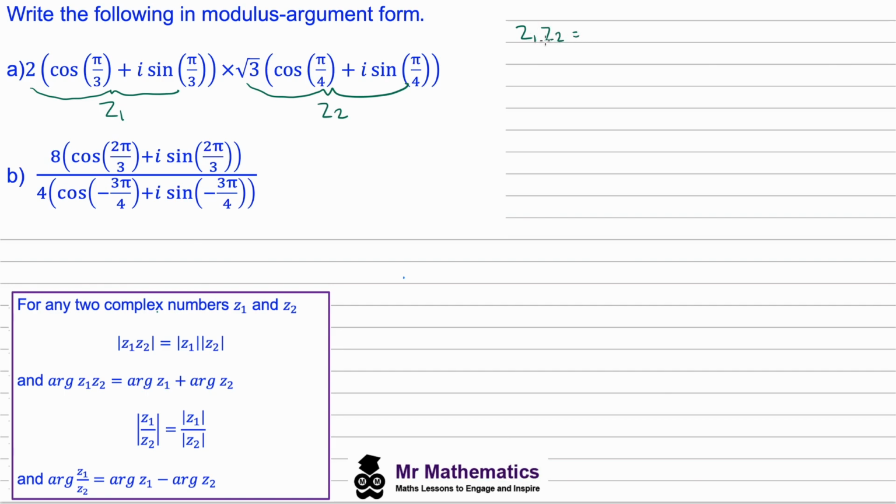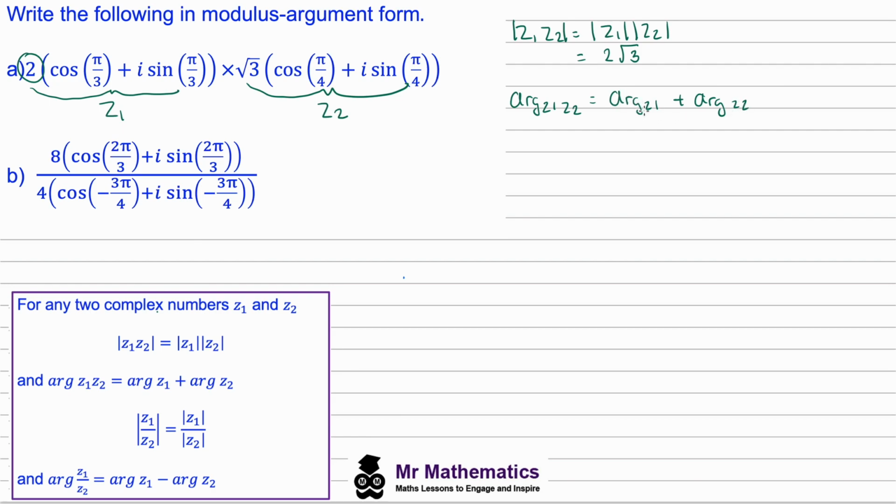So the modulus of this product will be the modulus of z1 multiplied by the modulus of z2. The modulus of z1 we know is 2. Modulus of z2 we know is root 3. So the modulus of the product will be 2 root 3. And the argument of z1 z2 will be the same as the argument of z1 plus the argument of z2.